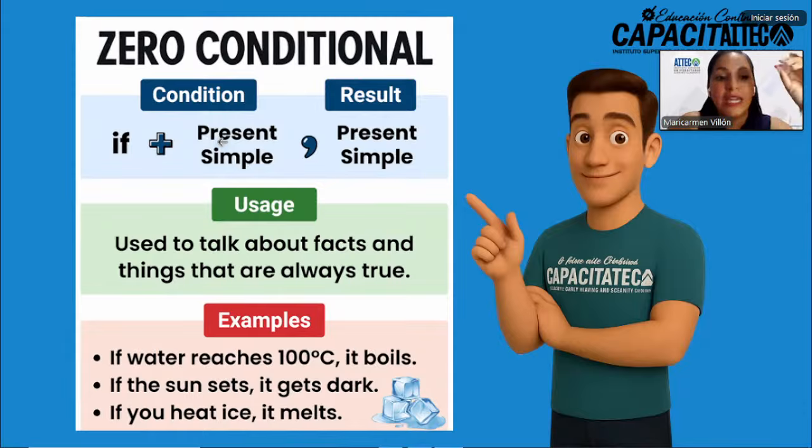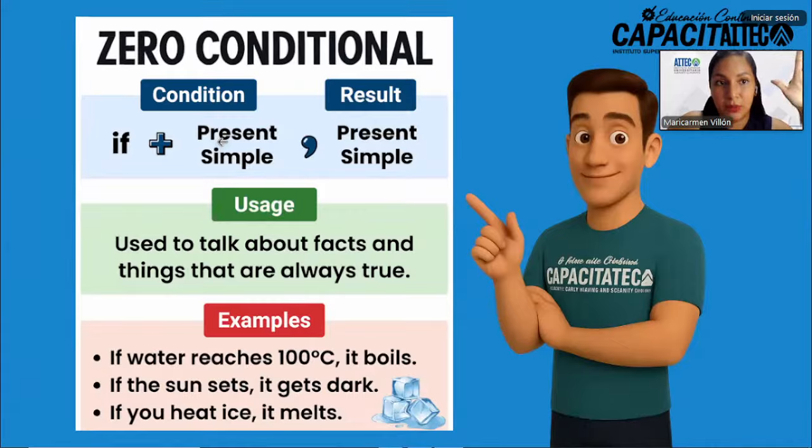For example, if water reaches 100 centigrades, it boils. So another example is if the sun sets, it gets dark. Or if you heat ice, it melts. So basically, lo usamos para hablar de cosas que siempre son verdad. Reglas, hábitos, hechos científicos. ¿Ya?